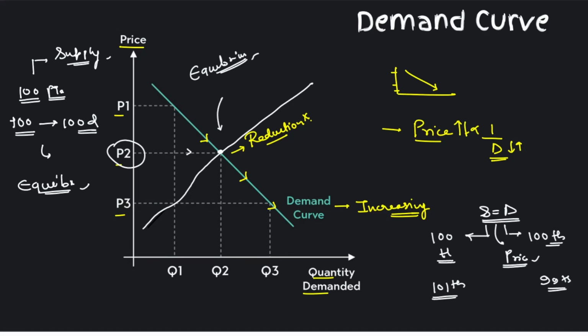But does this happen in real life? This does not happen in real life. So what is created? There is always some lacking in the demand or supply. There is either supply more than demand or demand more than the supply. So these are the two situations which are created. So what happens is a deadweight loss is created. Let's see what that is.